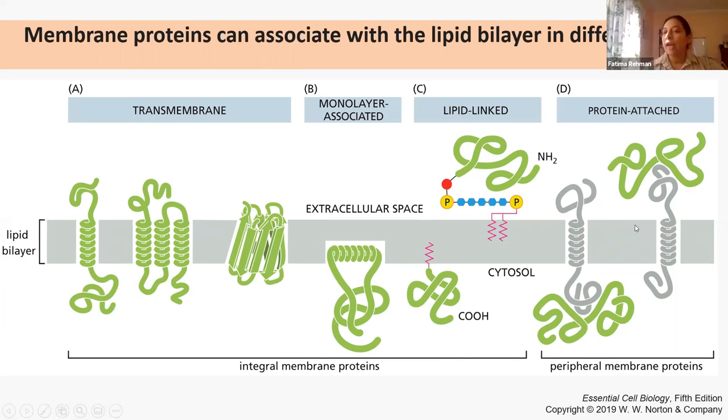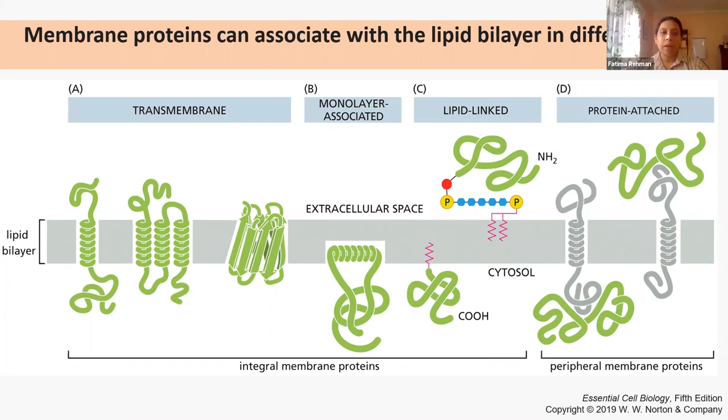And lastly, you can have proteins that are not directly integrated into the plasma membrane, but are instead attached to a membrane-associated protein, and that's how they are important for their function. These proteins are what we would call peripheral membrane proteins. So they're not actually physically integrated into the membrane. They're not associating with the membrane itself, but they are associating with the protein that is in there and thus are doing their work in that way.